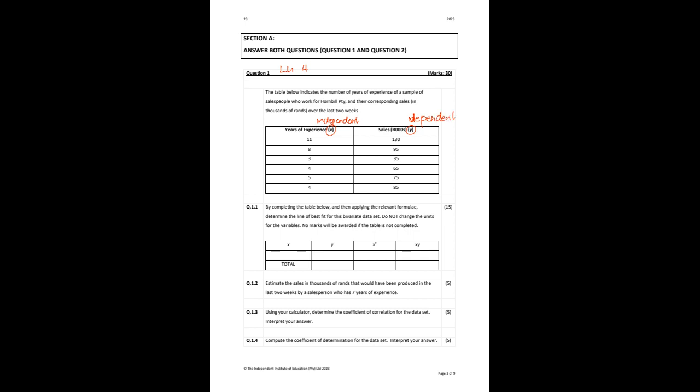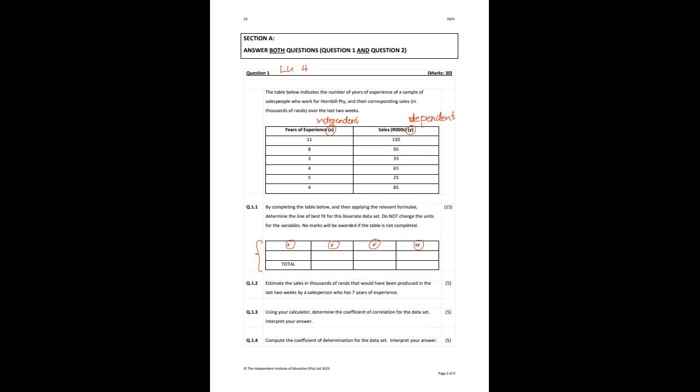So question 1.1 said to you to complete the table below and then apply the relevant formula determining the line of best fit for this bivariate data set, and don't change the units for the variables. No marks will be awarded if the table is not completed. So this is for 15 marks, which naturally then indicated that you would need to complete the table. They said to you here that this is the table you will need to reconstruct in your answer booklet, and you're putting in the columns X, Y, X squared, and XY.